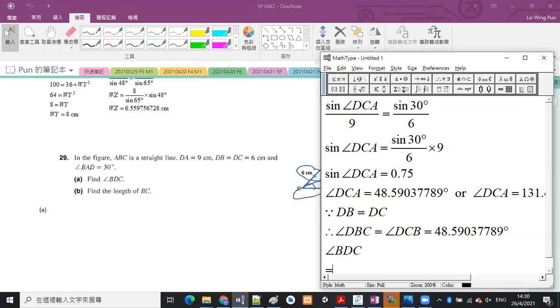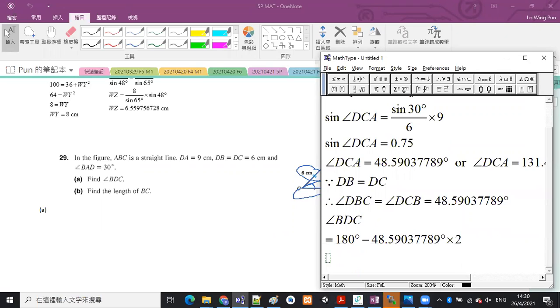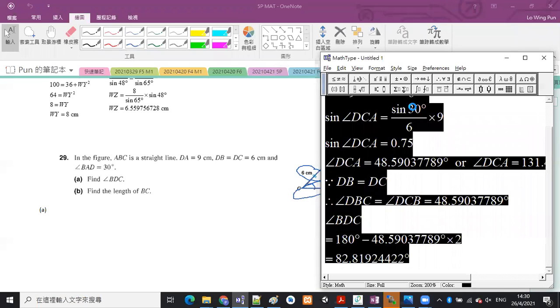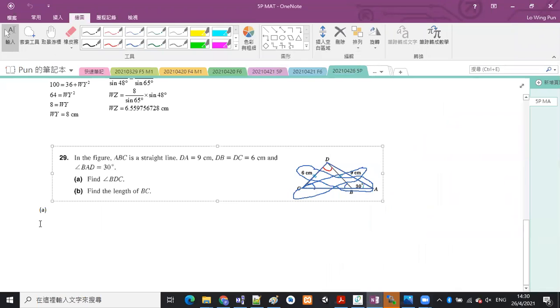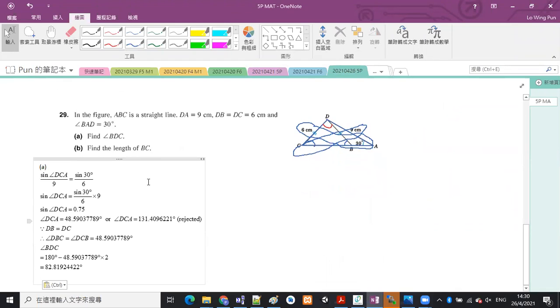Okay, and finally, the required angle BDC is equal to 180 degrees minus 48.59037789 degrees times 2. Because we have 2 copies of this angle, right? And then it will be calculator. Should be 82 point something, 82.81924422 degrees. And that is the answer of part A. Is that okay?